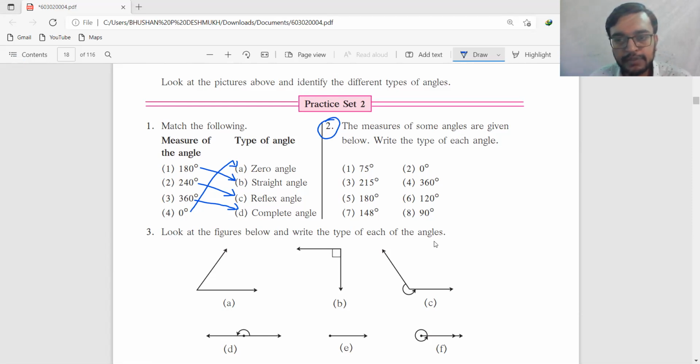Now let us match the pairs. This is greater than 0 degree and less than 90 degree, hence it is called an acute angle. This is called a zero angle, right? This is a complete angle. This is called a right angle. This is called a straight angle, right? This is greater than 180 and less than 360, therefore it is called a reflex angle. This is called an obtuse angle. Why? Because it is greater than 90 and less than 180.